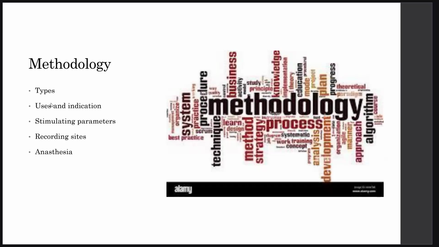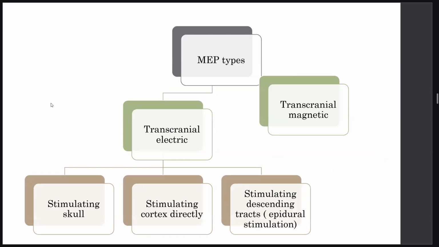So, methodology: how to do it. We have types of motor evoked potential. Transmagnetic and electric were both used intraoperatively, but the transmagnetic is no longer practical. For the transelectric type, you either stimulate the skull, and hopefully the stimulation goes through the cortical neuron and the signal is transmitted, or you stimulate the cortex directly, which is called direct cortical stimulation, and you record.